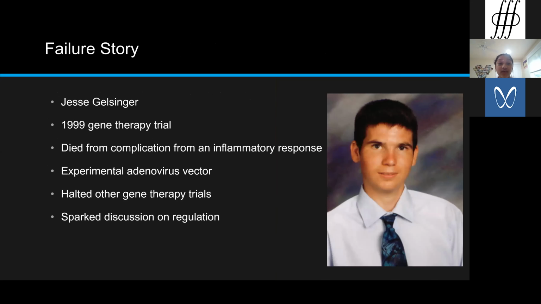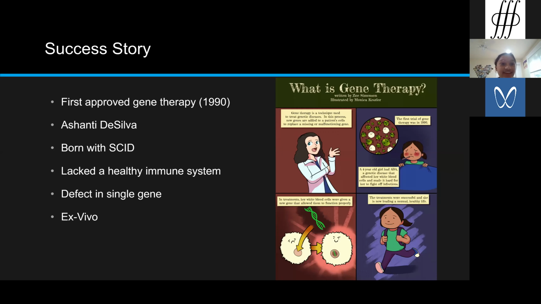Okay, and a failure story, unfortunately, is about Jesse Gelsinger. He had a rare liver disorder and participated in the 1999 gene therapy trial. He died of complications from an inflammatory response after receiving a dose of the experimental adenovirus vector. So remember that one was the one where the new genes were inserted through, it was actually DNA, right? I can go back to that slide actually.